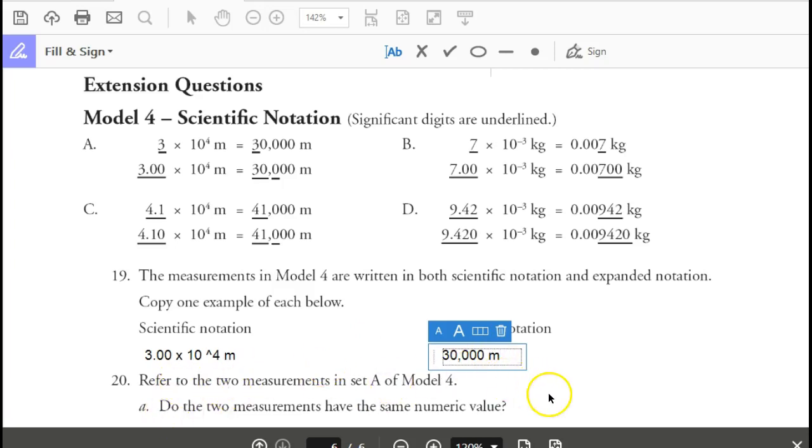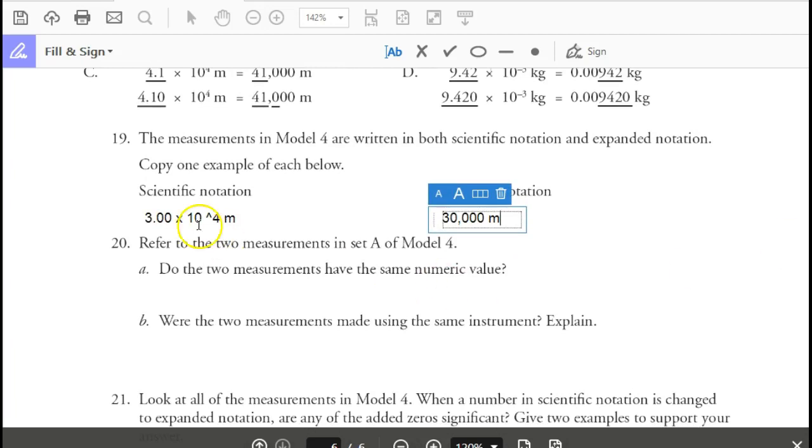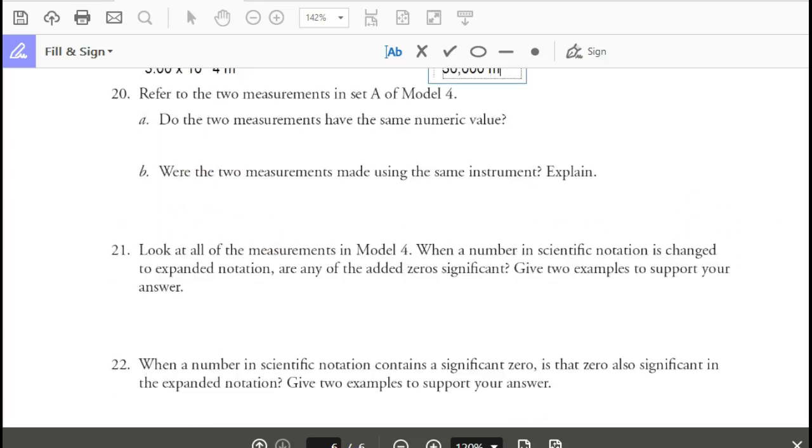It says, do the 2 measurements have the same numeric value? Yeah, so this is the same as this. They're equivalent to each other. Were the two measurements made using the same instrument? No, the second instrument, 3.00 times 10 to the 4, has more significant digits. That's implying that it was made with a more sensitive instrument. So this one only has one significant digit. This one has 3 significant digits, so that's why you can tell that this one's more precise.